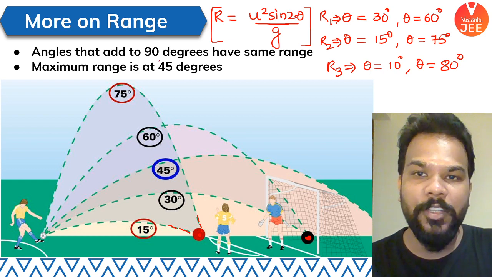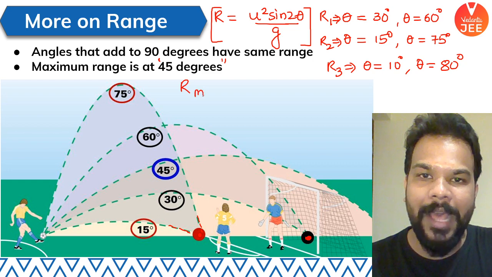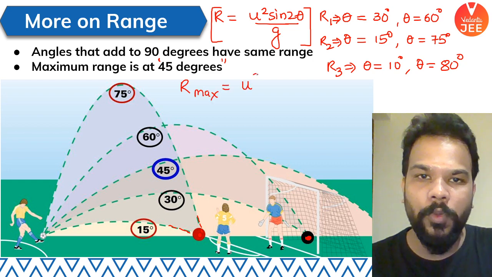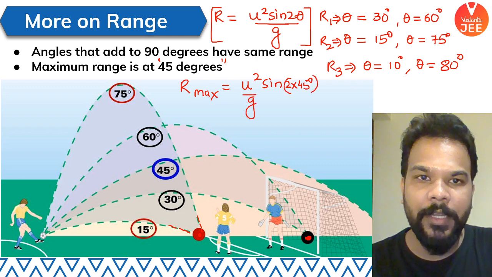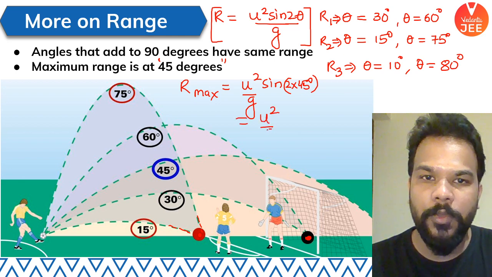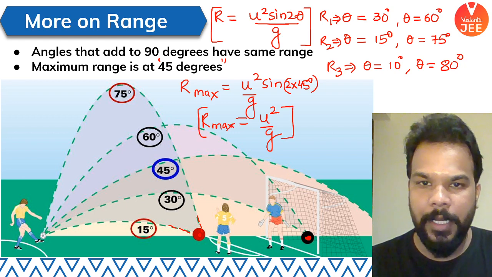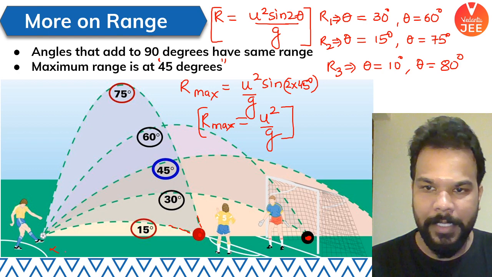And maximum range will come when your angle is 45 degree. So R max will be equal to u square sine 2 into 45 degree by g. And what is sine 2 into 45? That is sine 90. So that's why this comes out to be u square by g. That's your maximum possible range. You can see that this is where you are getting the maximum range.